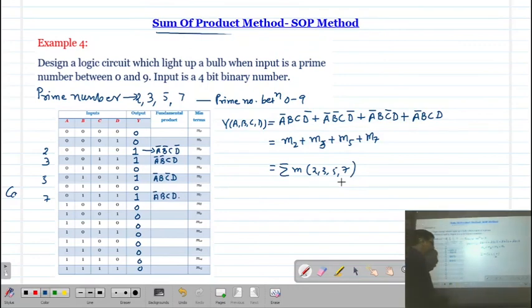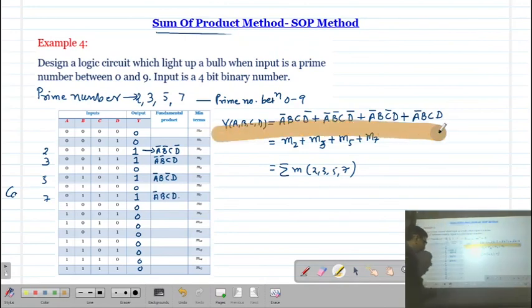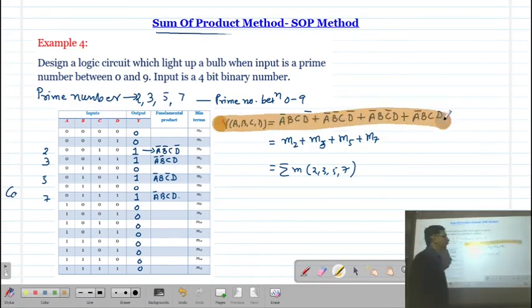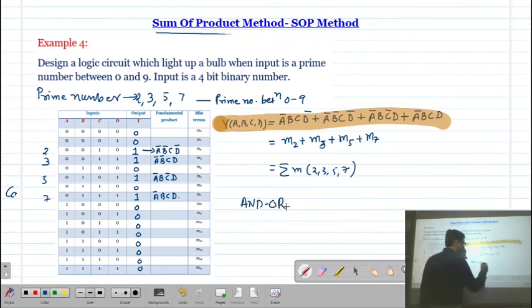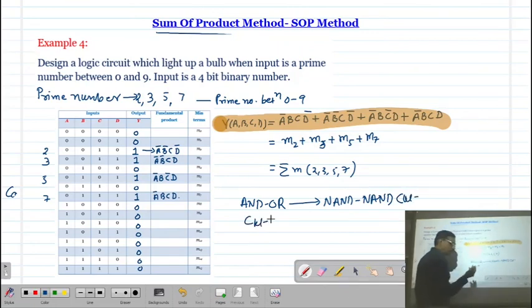So, once you have this Boolean expression, then you can draw a logic diagram. Okay? And that logic diagram will be in what form? It will be an AND-OR circuit, or it can be a NAND-NAND circuit. Now, how to draw the circuit diagram? Already you know that, that's why I am not going to draw this.